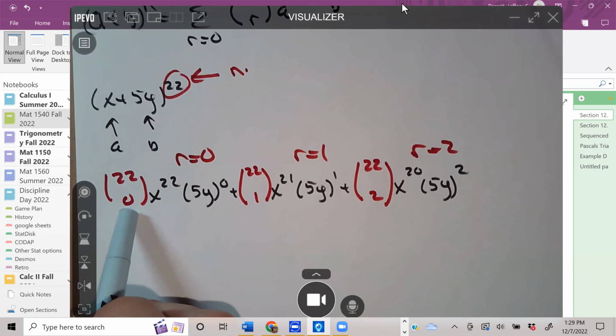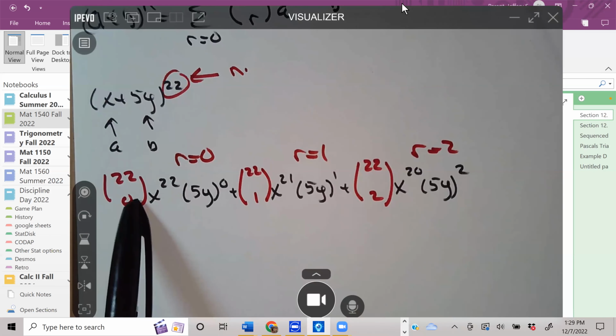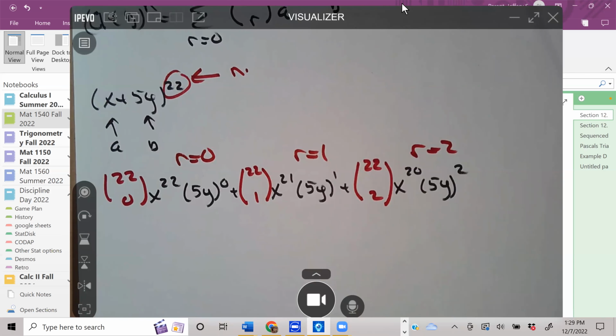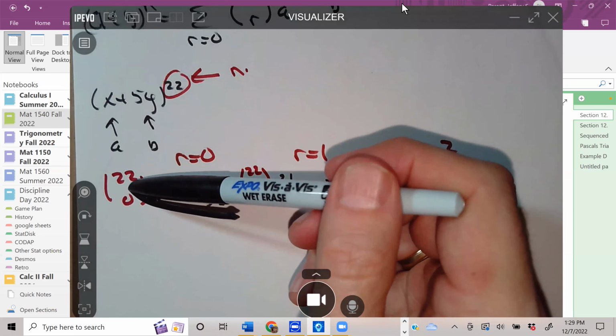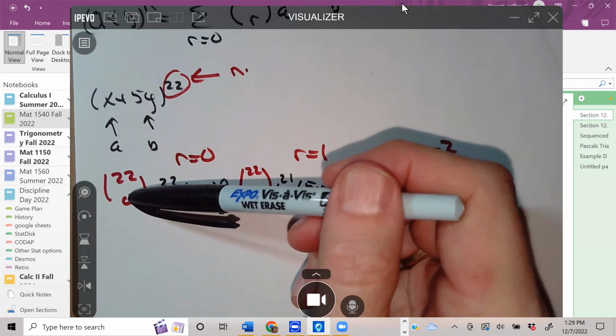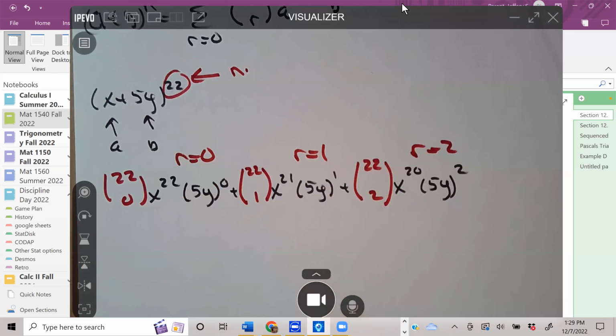Can anyone guess what 22 choose 0 is going to be? And I don't want you to guess based on the calculation. I want you to base your guess on what you know about Pascal's triangle. It would be 1, right? A way you can interpret that in terms of choosing things, there's only one way you can choose 0 objects out of 22. So it's just a 1. Remember, Pascal's triangle always starts out with a 1. So 1 times x to the 22nd, that's just x to the 22nd.